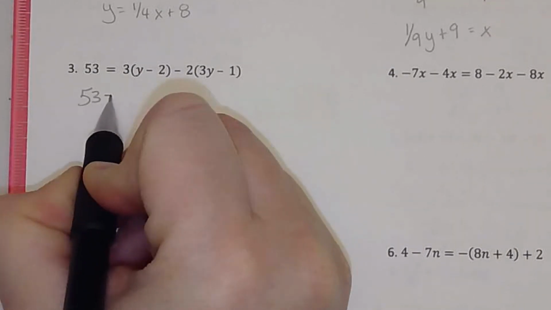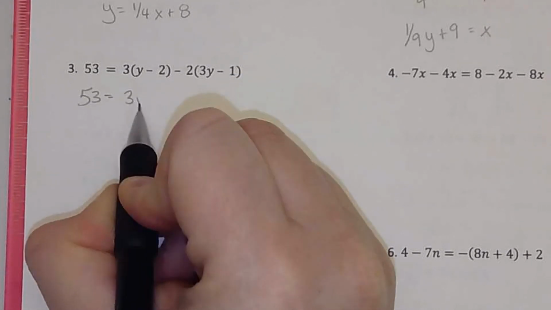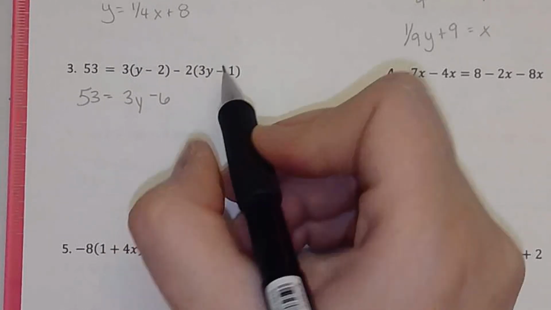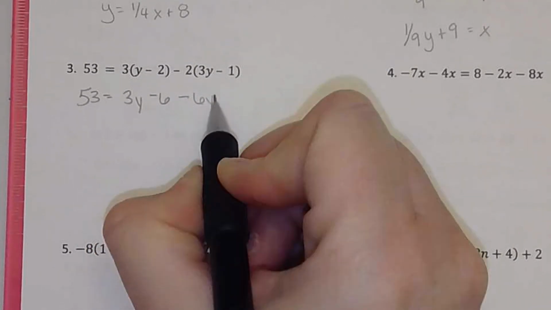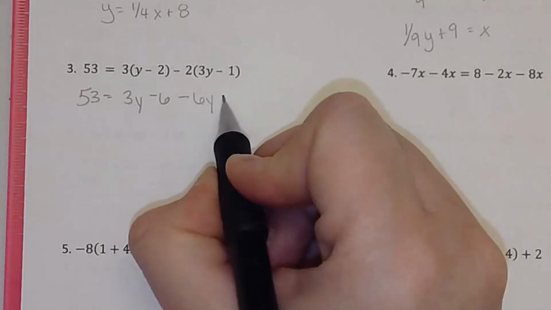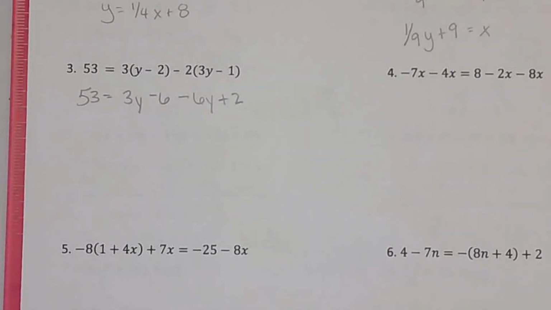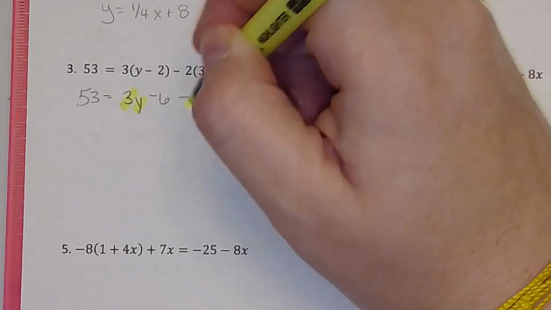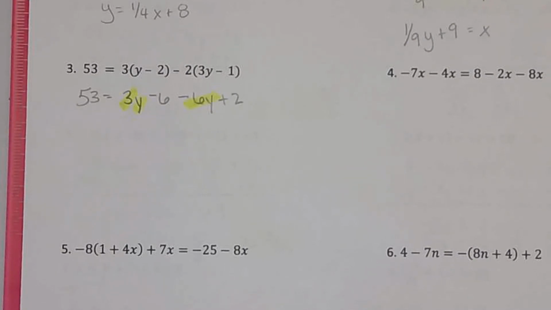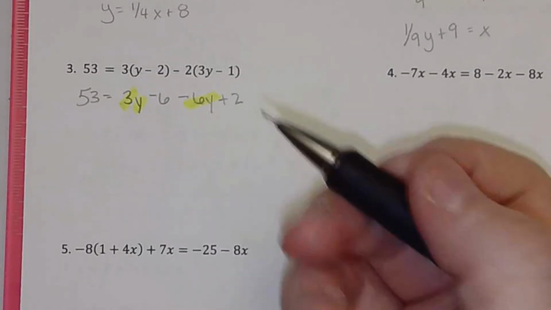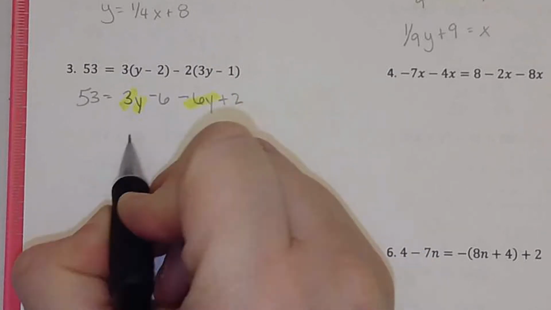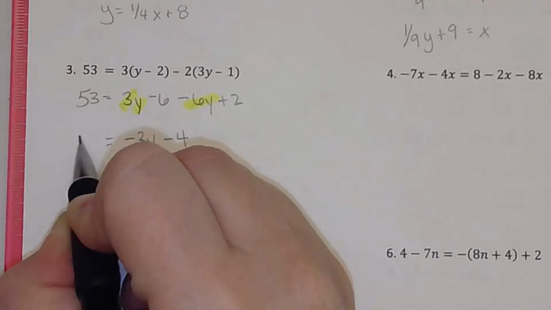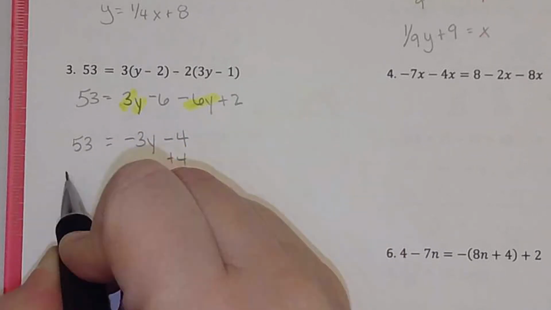53 equals 3 times y is 3y. 3 times -2 is -6. -2 times -3y is -6y. -2 times -1 is a positive 2. And then what I need to do is I need to get y's by themselves. So those yellows need to combine first. So to simplify this right side, 3y minus 6y is a -3y. -6 plus 2 is a -4, equals 53, plus 4, plus 4.